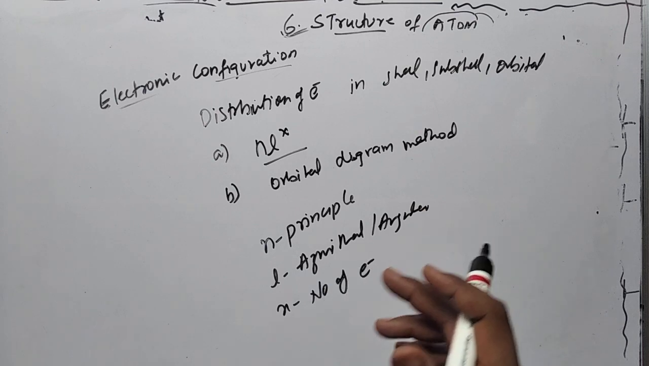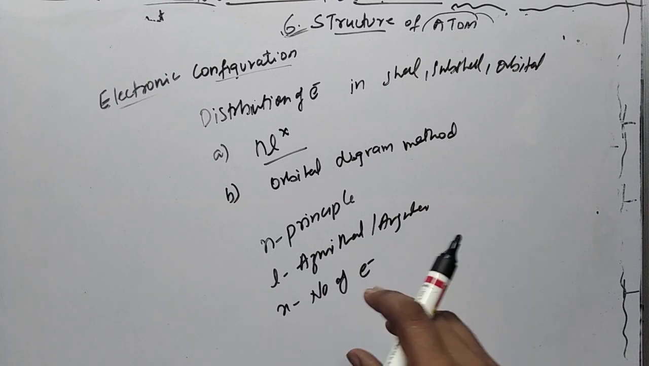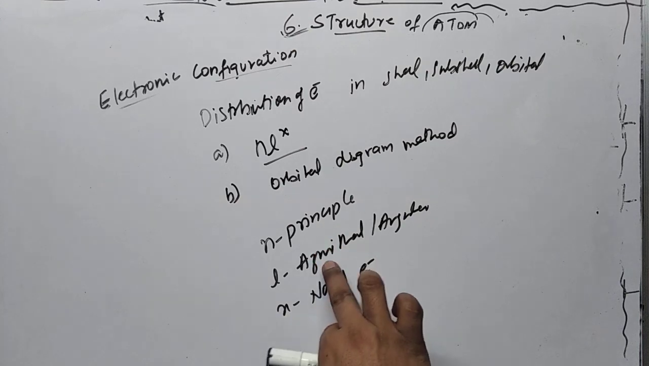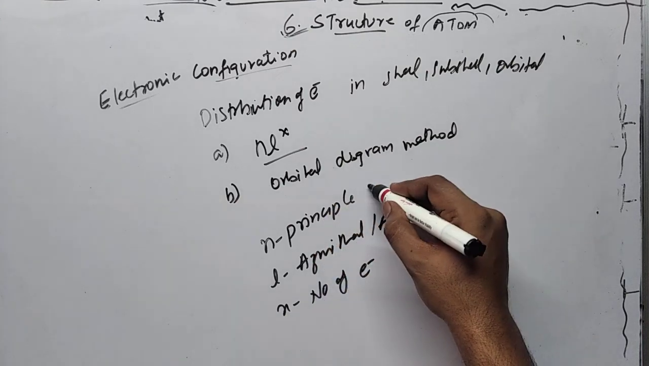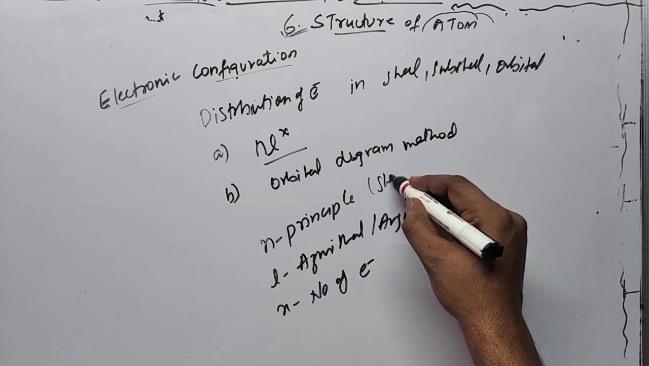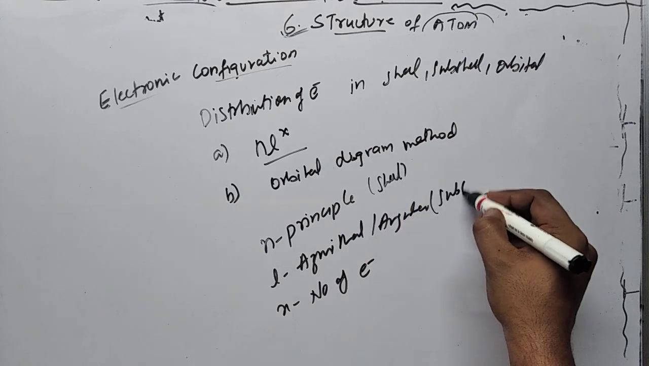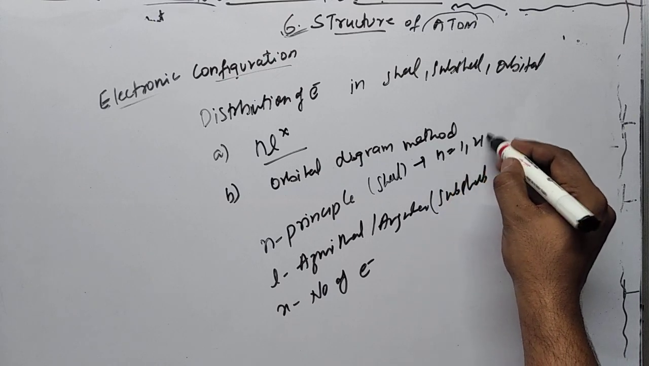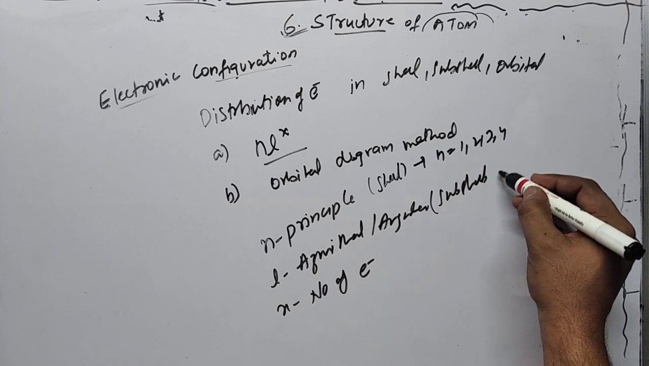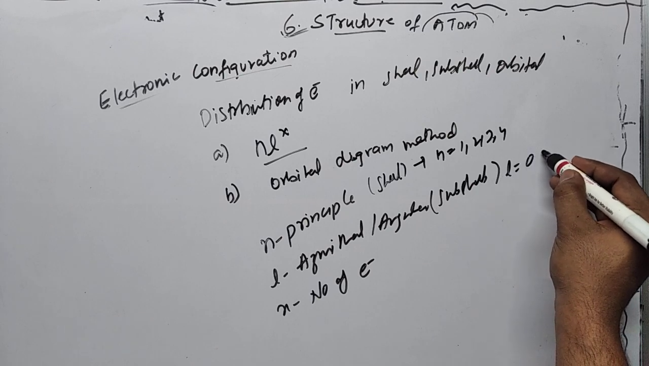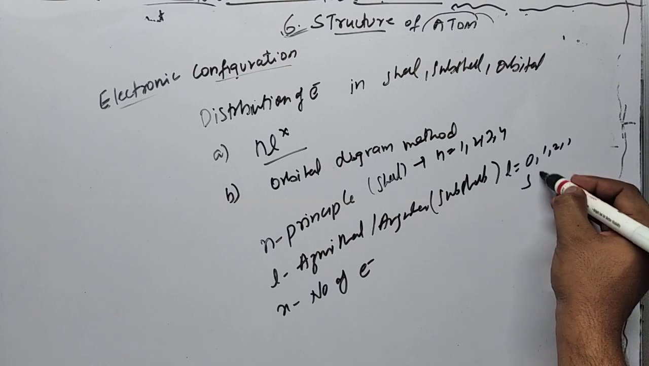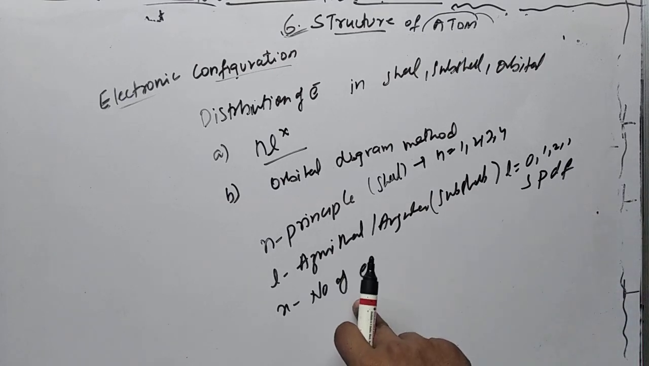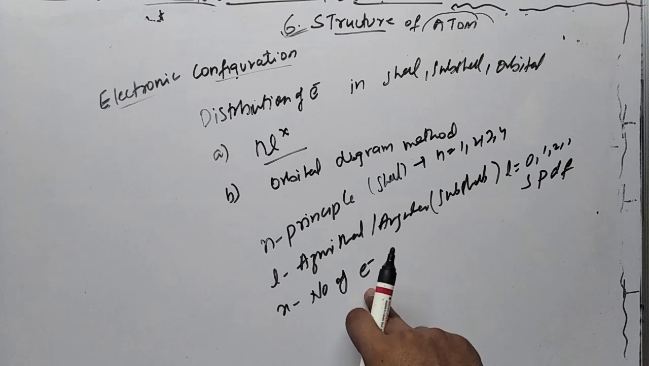If you want to write the electronic configuration of any element, n stands for the principal quantum number and l stands for the azimuthal quantum number. This is the shell value and this is the subshell value. The n values are 1, 2, 3, 4 and the l values are 0, 1, 2, 3, named s, p, d, f. Next, x is the number of electrons in the subshell.